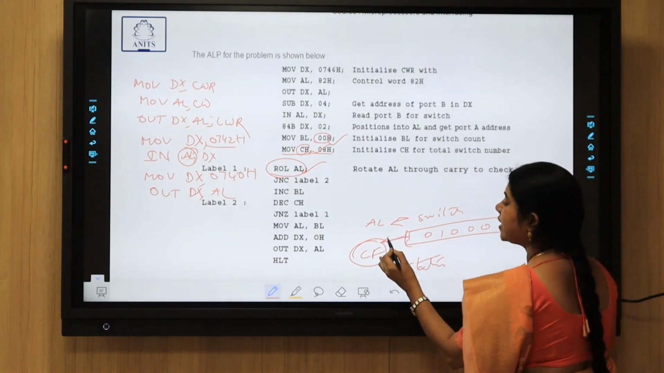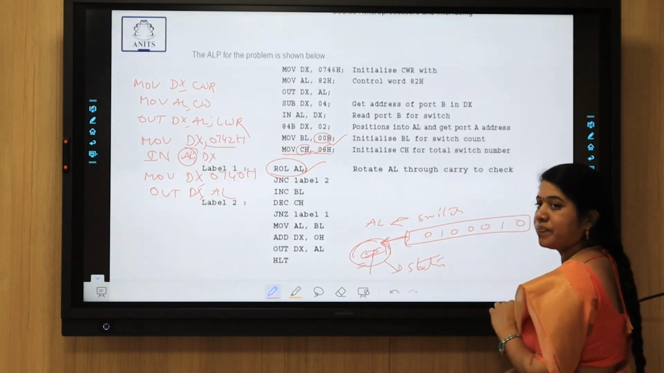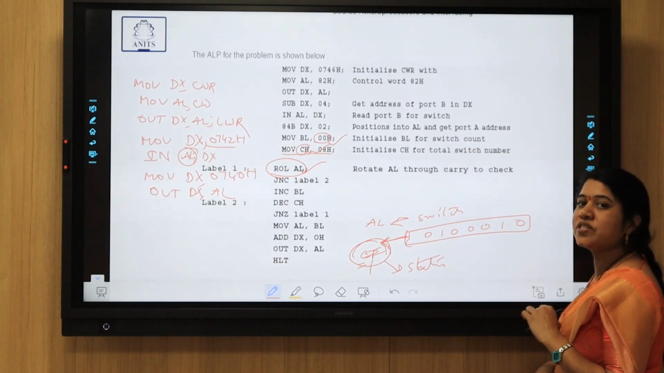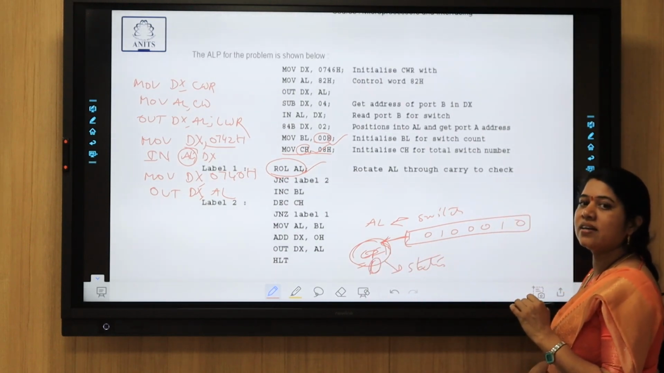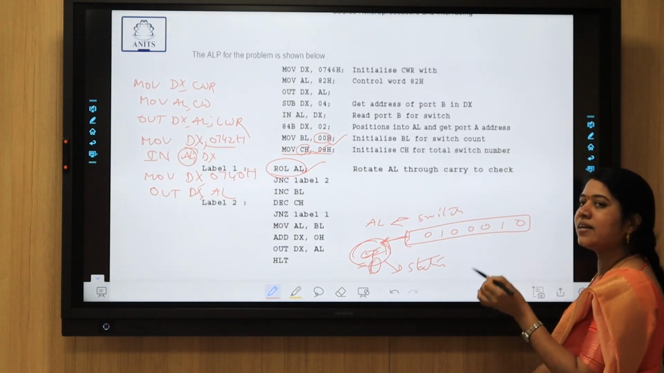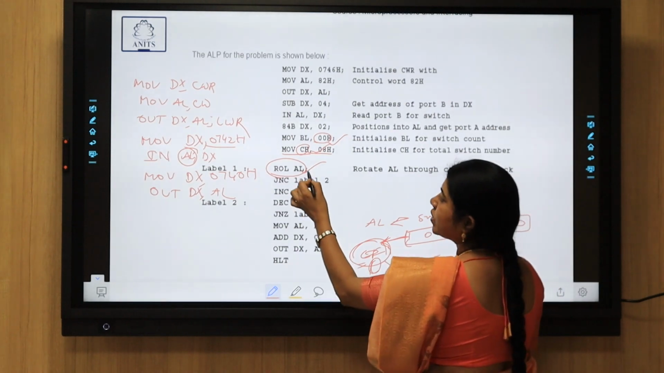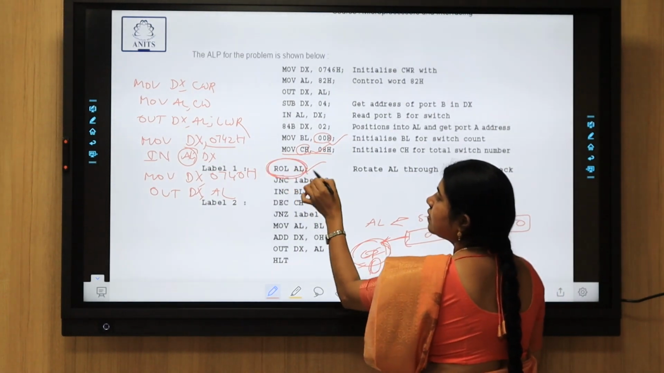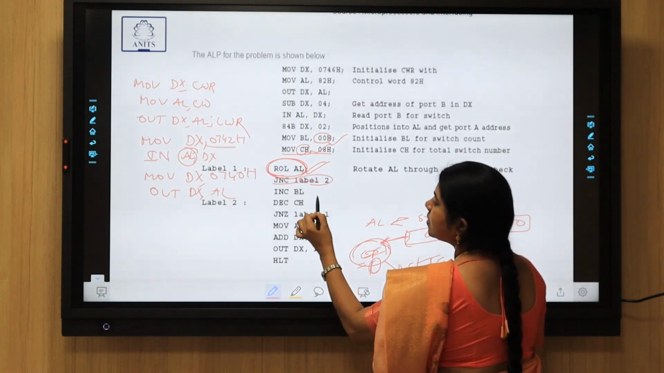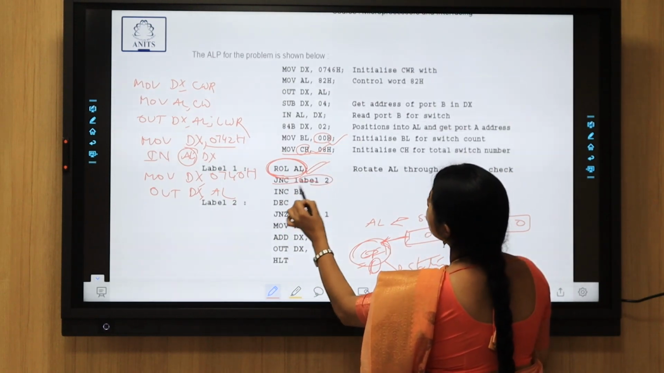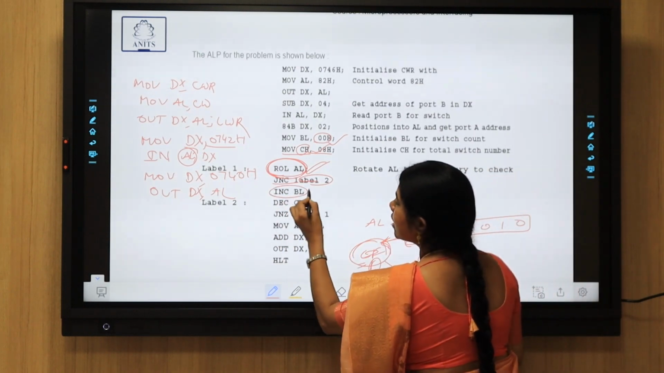After rotating left, if the carry flag is 1, I can say that the switch is on. If the carry flag is 0, I can say that the switch is open. Like that, I can get the count of the number of on switches. For this, I am rotating the accumulator by 1. If no carry, it simply goes to label 2. Otherwise, it has to increment BL.